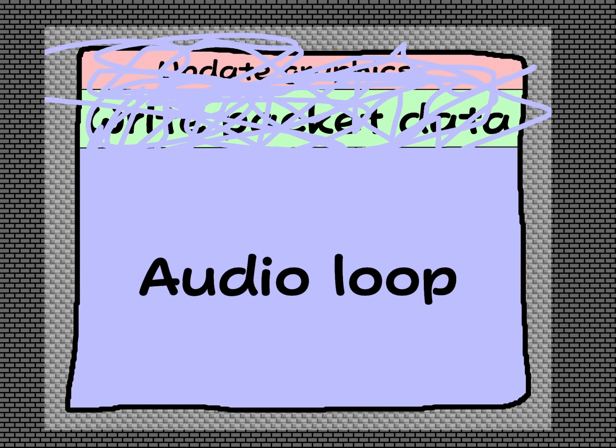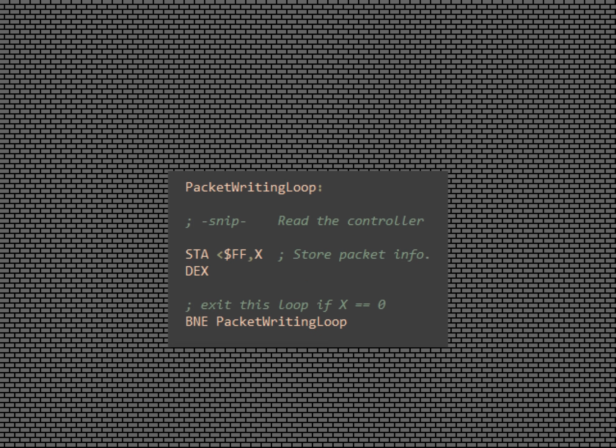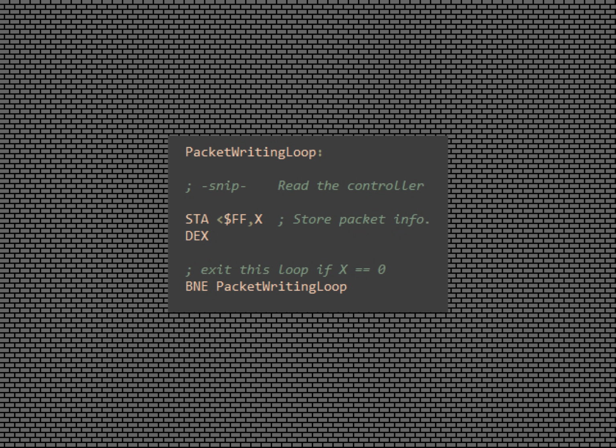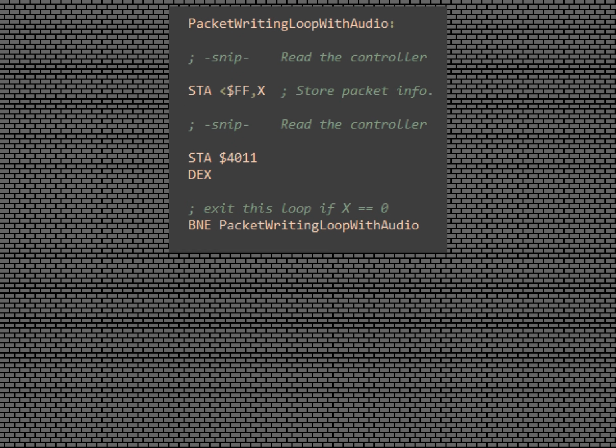And with this plan all figured out, let's write audio data while writing packet data. Here's my code that writes the packet data. As you can see, it is a loop that reads the controller and stores the graphics data. If I were to make this change, now it will alternate between writing graphical data and writing audio data. Well, how does it sound?